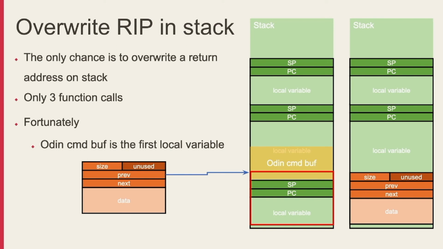The only chance is to overwrite the return address on stack, if we can control the first local variable in the functions. But there are only 3 function calls after we free our fake heap chunk. Luckily, one of those is the Odin command handler. The Odin command buffer is the first local variable in the handler. The command buffer is in our control, which means we can fulfill the limitation and set the unused bit to non-zero.